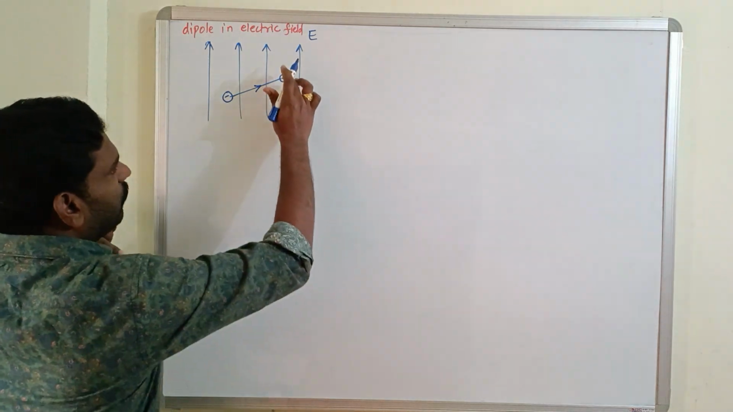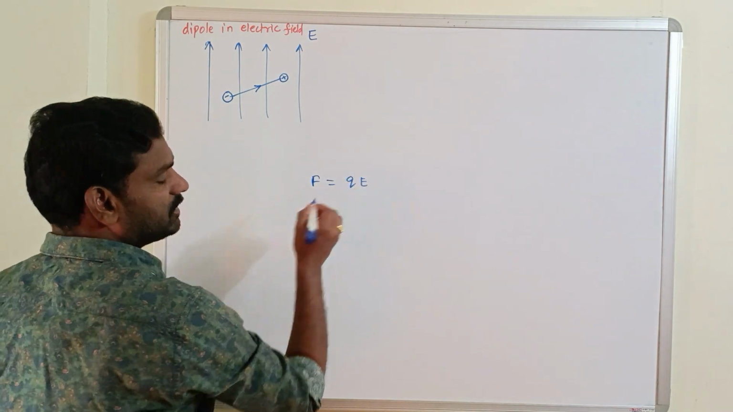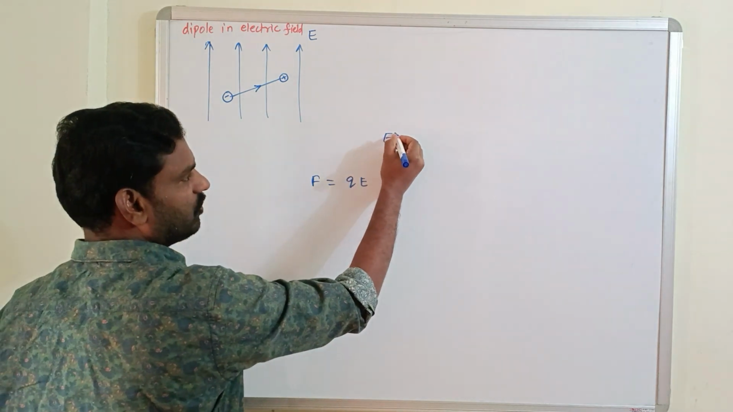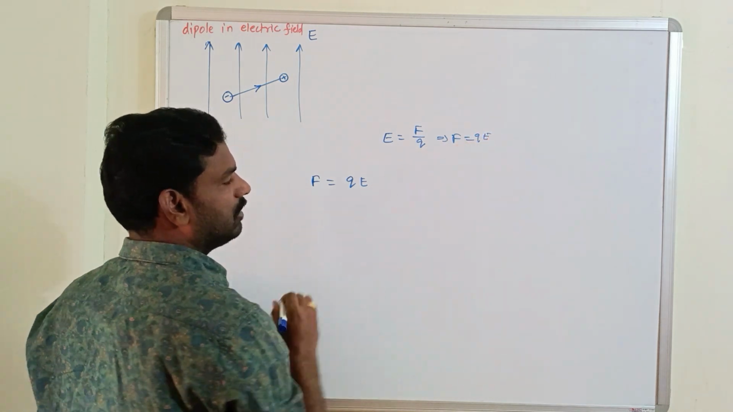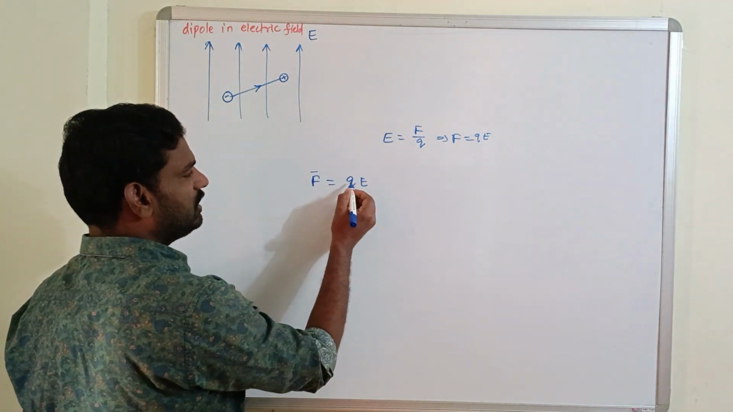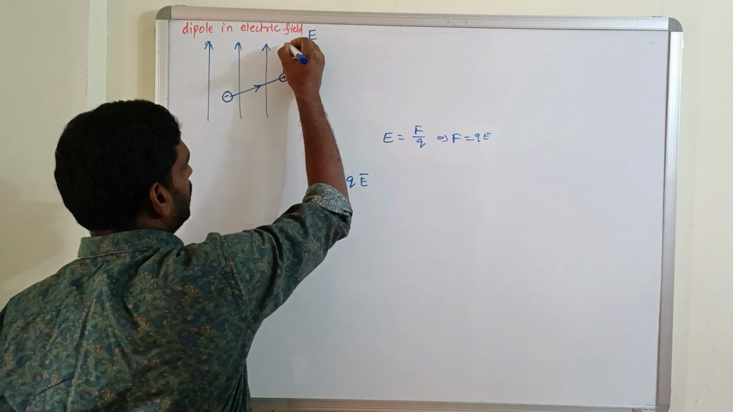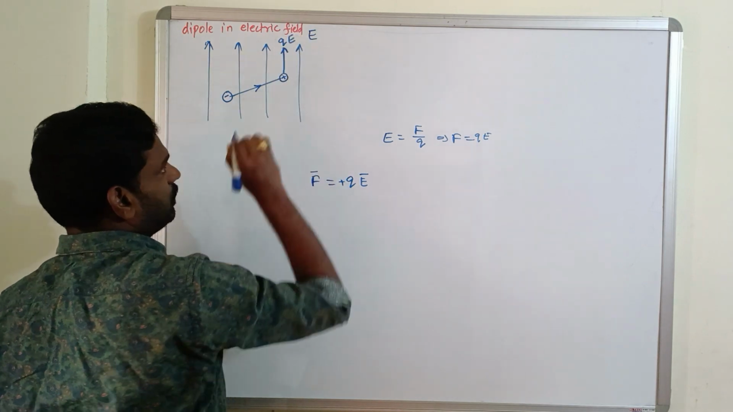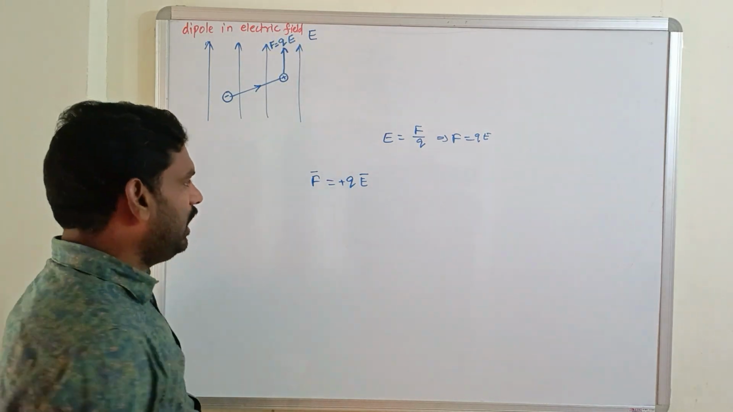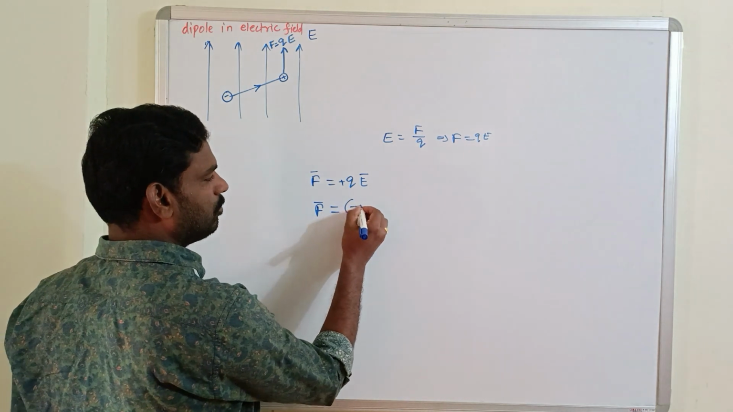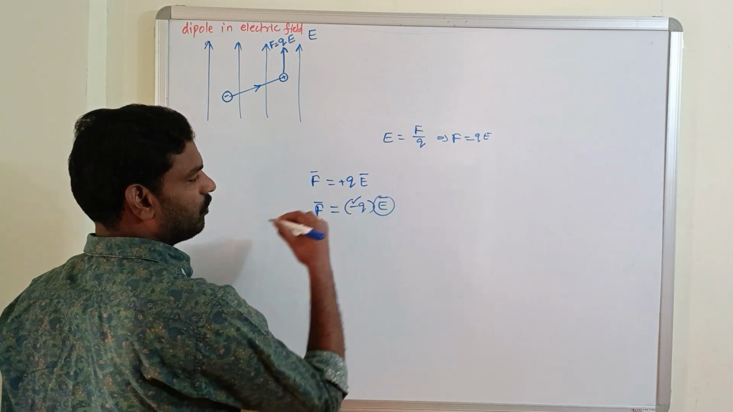The force on the positive charge is F equal to Q into E. We have discussed already that the electric field is the coulombic force per unit charge, therefore F equals QE. The force on the positive charge is in the direction of the electric field. The force on the negative charge is minus Q into E, that is, opposite to the electric field.